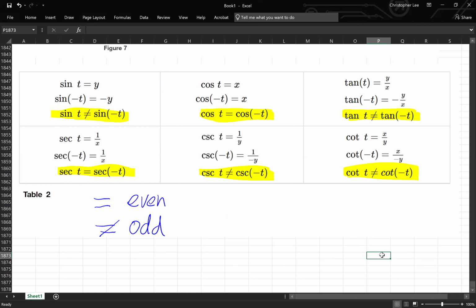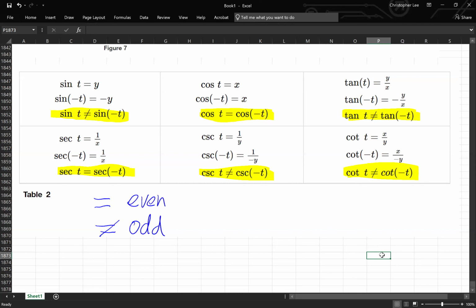Let's talk about cosine. So cosine of t is equal to x. Cosine of negative t is also equal to x. So cosine of t is equal to cosine of negative t. So cosine is an even function. Cosecant of t is equal to 1 over y. Cosecant of negative t is equal to 1 over negative y, where cosecant of t does not equal cosecant of negative t. That is an odd function.